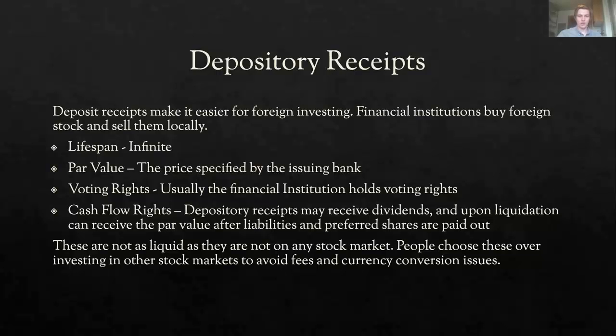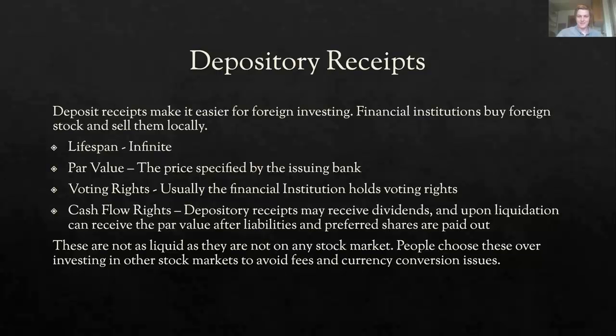These work really similar to common stock. The lifespan is infinite. The par value is the price specified by the issuing bank. Voting rights, usually the financial institution will keep them. I imagine unless you were buying a whole bunch of them, you wouldn't be able to get the voting rights. So the bank gets to choose on any voting matters.